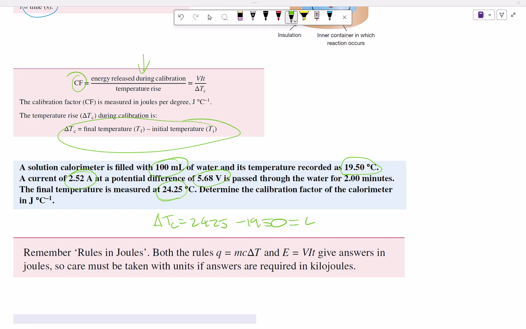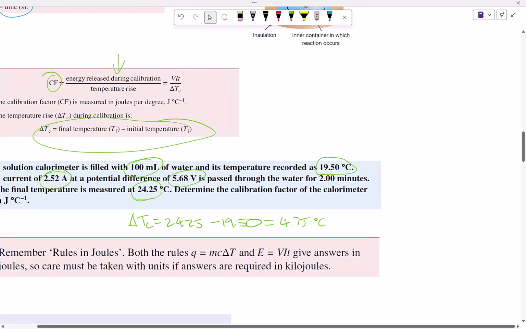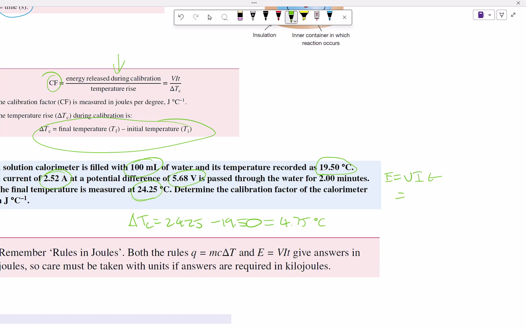That'll give us 4.75 degrees Celsius. The other part being, we want to calculate the energy. So the energy will be VIT. Voltage was 5.68. The amps was 2.52. And the time was, sorry, I missed that one, 2 minutes. So we want that in seconds, so that's going to be 120. That'll give us a value of 1.72 times 10 to the 3 joules.